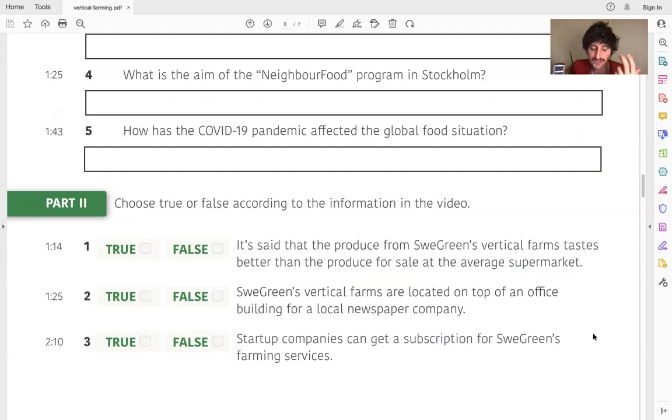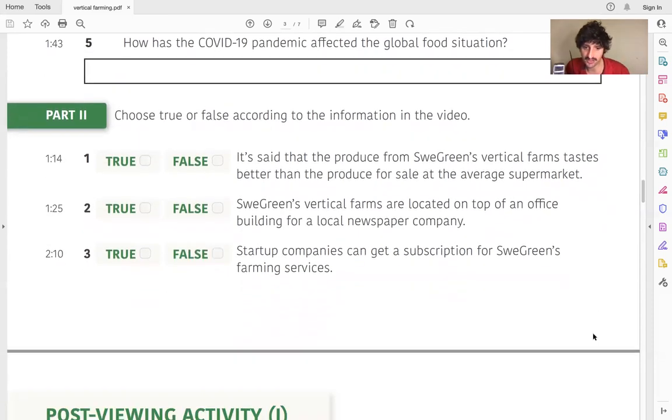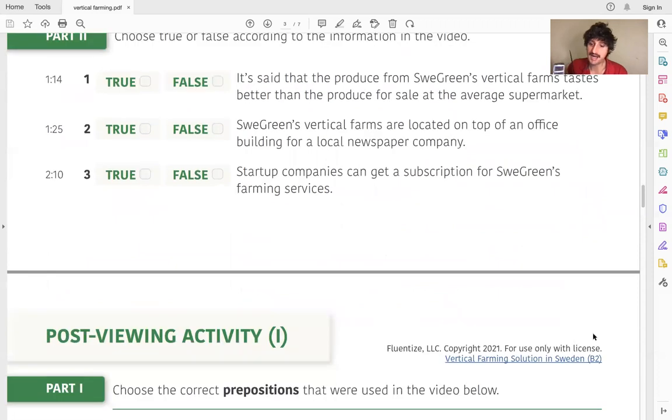And then we have the startup company. So startup company, it's a small company. That's just like the word indicates, start up. Small, it's typically tech related. It's very kind of low budget. You have a small group of people, they do everything. And it's a way for people to get going, to start their business with little capital. Okay, so we have startup companies can get a subscription for Sweetgreen's farming services. Okay, that could be an option.